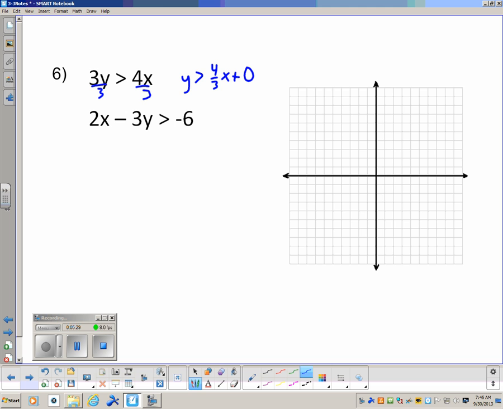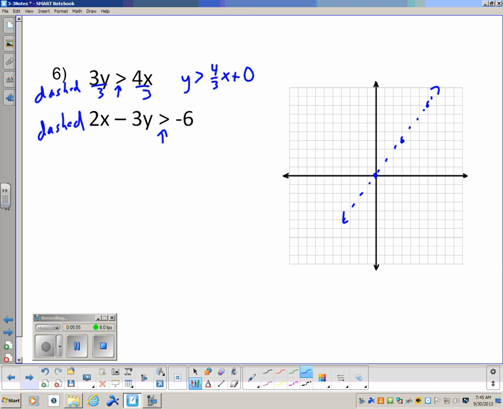So looking at these lines this time, because of the symbol there, I know I'm going to have a dashed line. Because my symbol there has no line underneath it, I know I'm going to have another dashed line. So 2 dashed lines this time. At the first one there, I'm going to start at my y-intercept here at 0. I'm going to rise 4, run 3, rise 4, run 3. And when I connect it, it's got to be dashed.